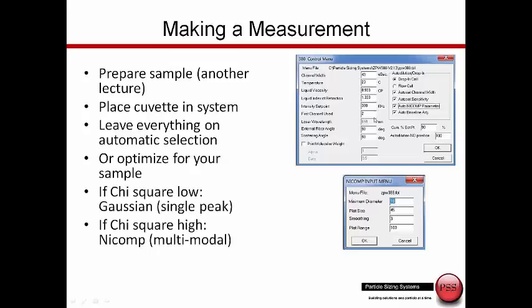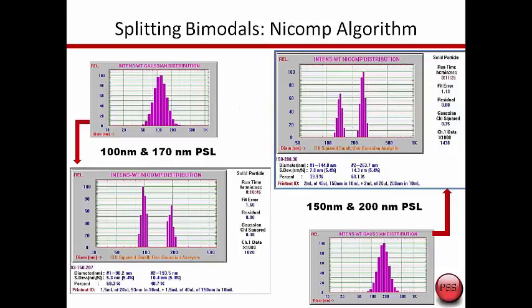Once we've configured the system for the measurement, we hit go, we hit one button, we take a measurement, and we look at the results. A feature that is unique with the Nicomp is an immediate presentation of an error calculation, a chi-square error, which then indicates do we think there's a single peak or should we use the Nicomp algorithm to look for a multimodal result. And this ability to do multimodal analysis is one of the key strengths of the Nicomp DLS system.